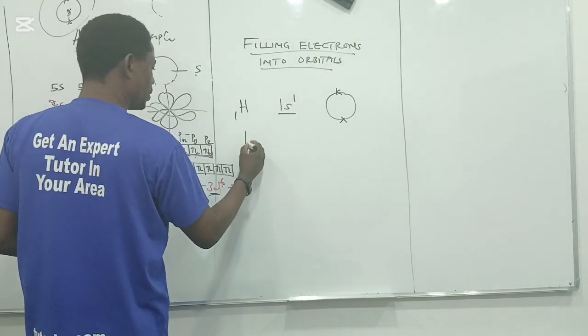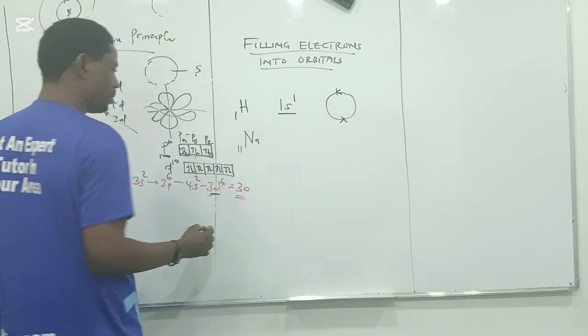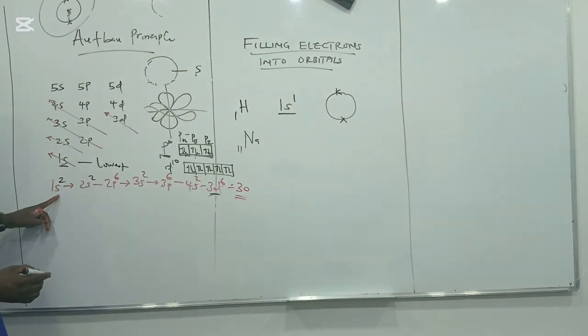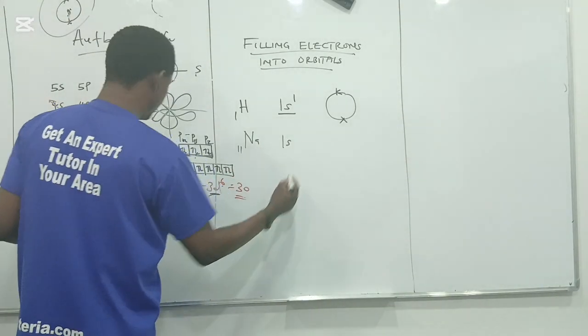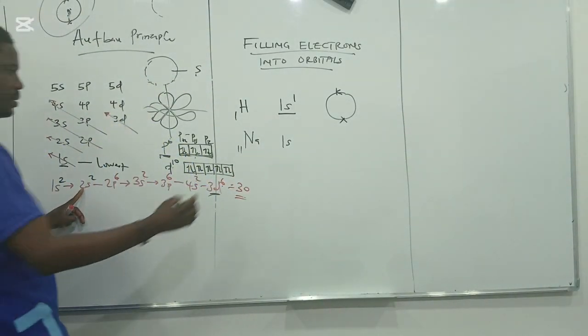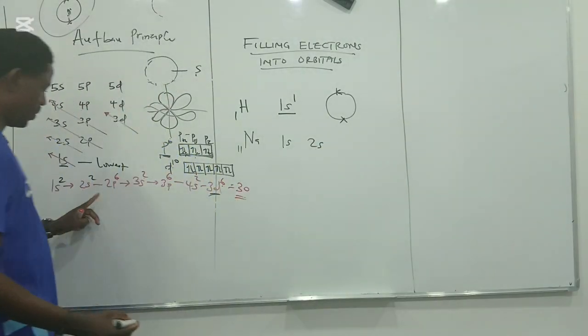Let's go to sodium, that is 11. All right, so we are filling 1s first. So 1s, then followed by 2s. Can you see that? Then followed by 2p.